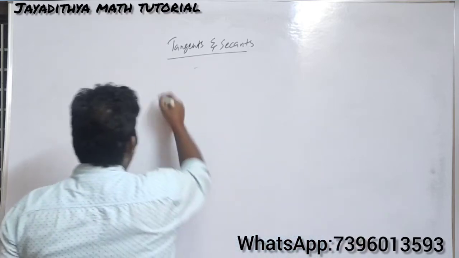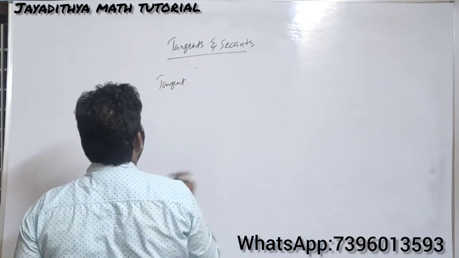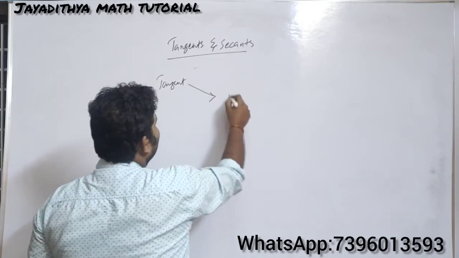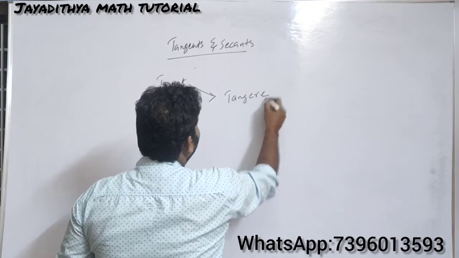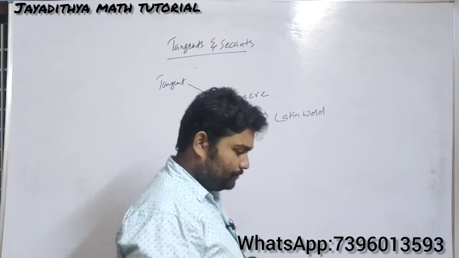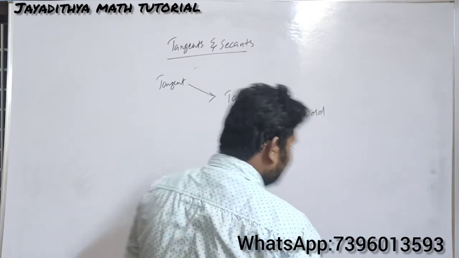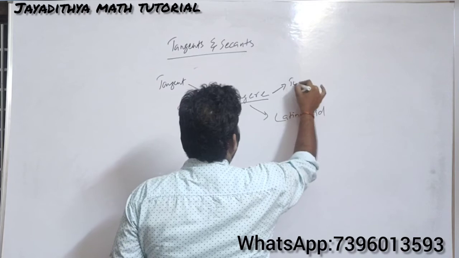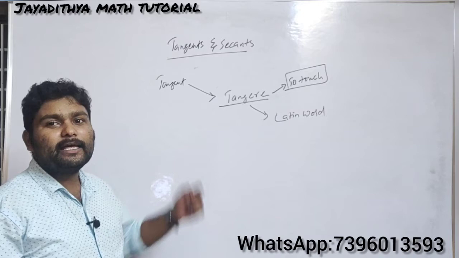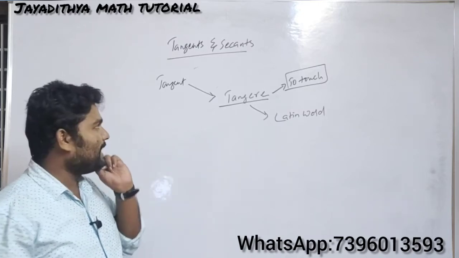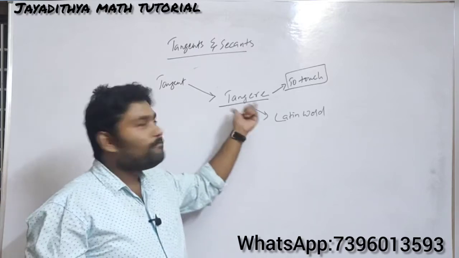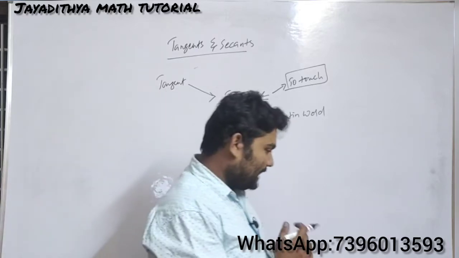What do you mean by tangent? We have just learnt what a tangent is, but the word tangent came from the word tangere, which is a Latin word. What is the meaning of tangere? The meaning is to touch. That's why the line which touches the circle is known as a tangent. So tangent is the word arrived from tangere, taken from the Latin language.